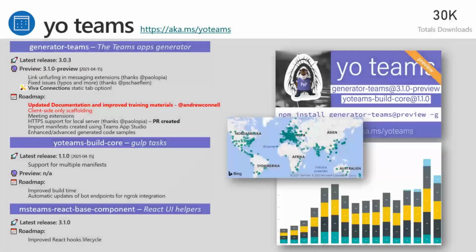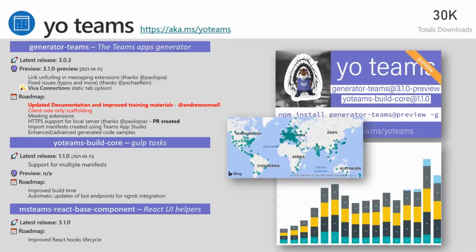Talking about Teams, there are some upcoming improvements in that area as well. First of all, we released the preview 3.1.0 a few weeks ago, which includes the link unfurling capability. We fixed some issues, and we introduced the capability to create static tabs for Viva Connections. Moreover, we have on the roadmap some improvements on the documentation, the capability to create client-side only scaffolding with the tool, and support for HTTPS on client-side when you develop your solution.